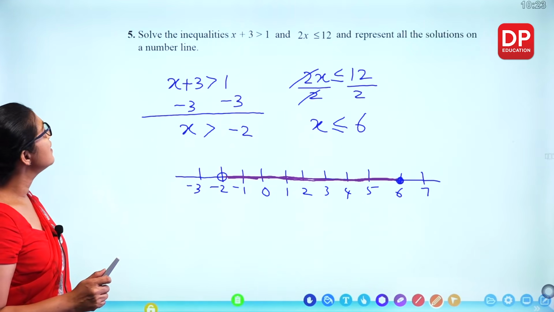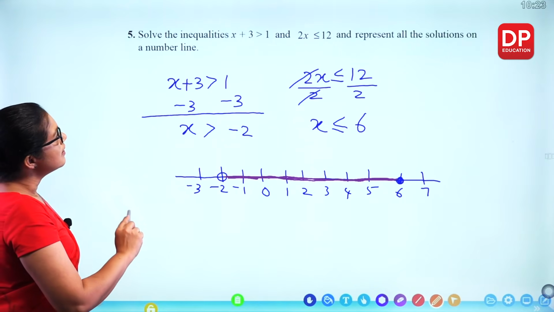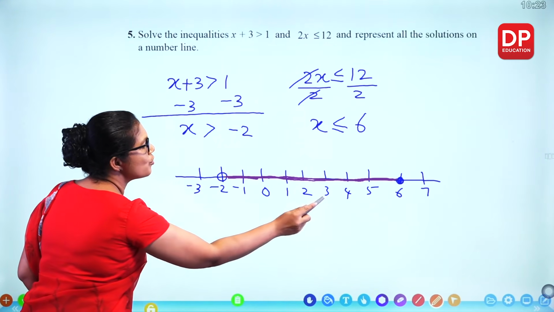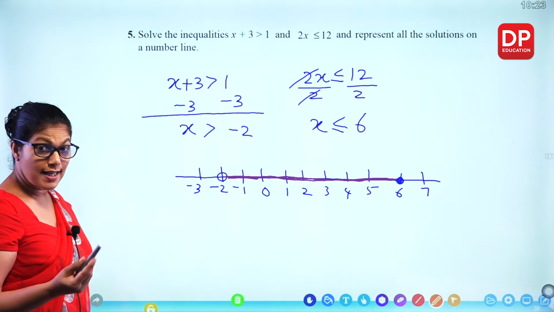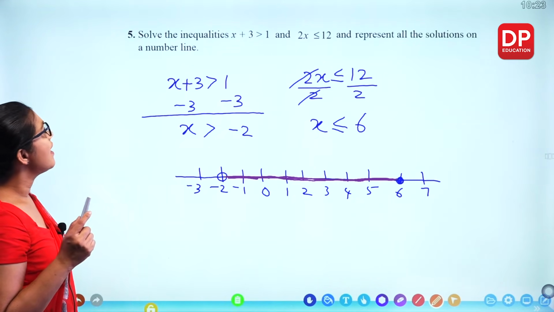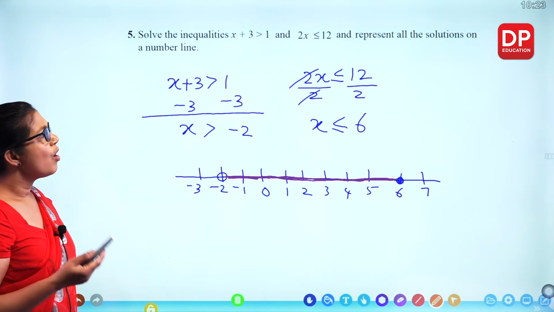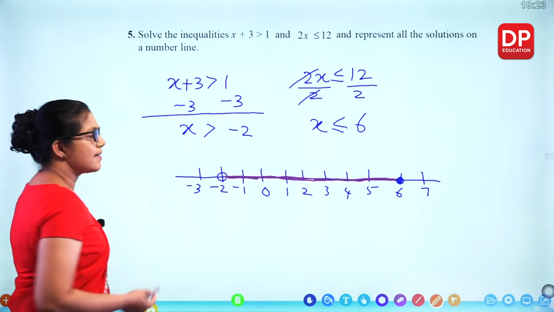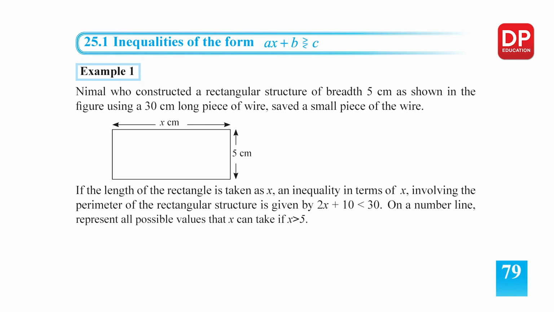So what are the values? Either minus 1, 0, 1, 2, 3, 4, 5, 6 if they ask for the integral values, but here they are just asked to draw these two inequalities on a number line. So here is the solution.